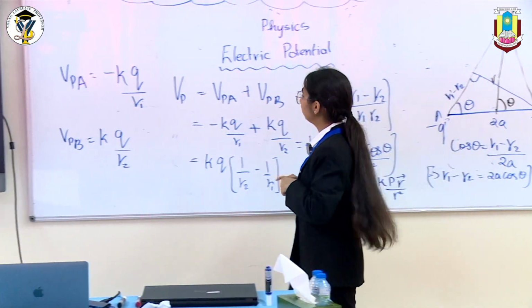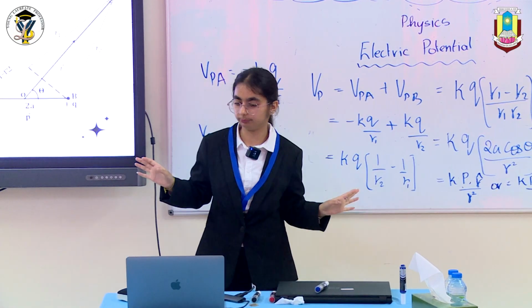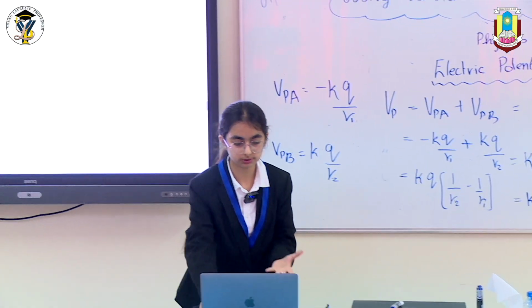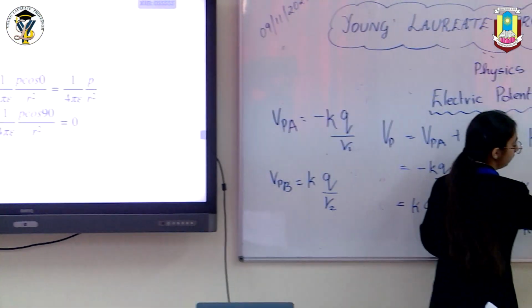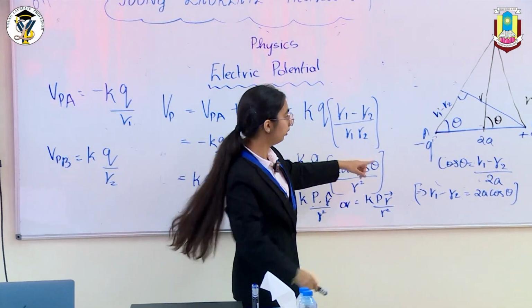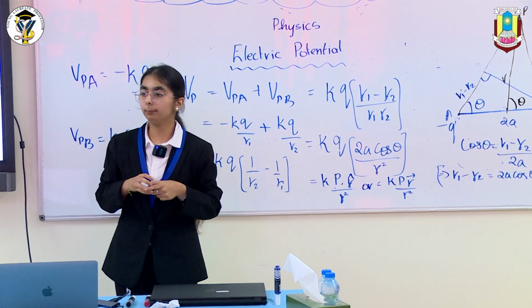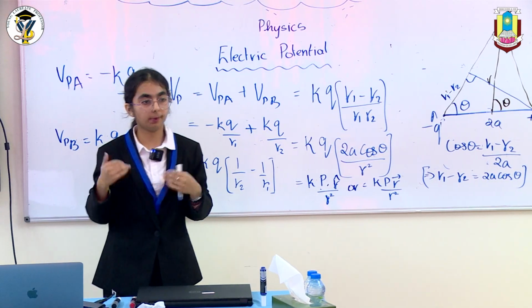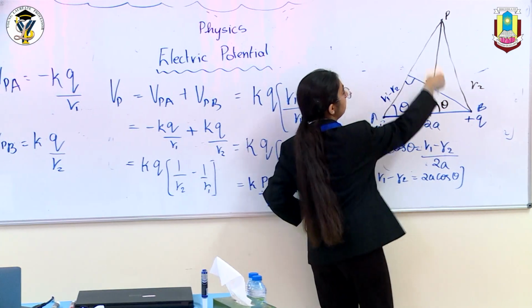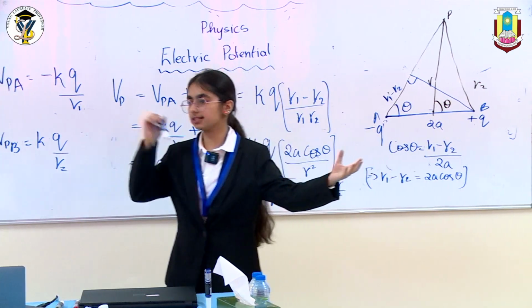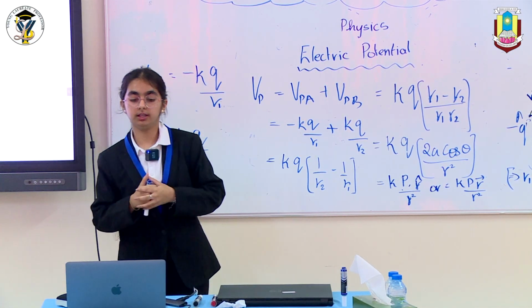Now, when we study physics, there are always exceptional or special cases, so let us see some special cases that we need to discuss. What if theta is equal to 0? When we use this equation, if theta is equal to 0, it becomes an axial point. Am I right? So the axial point electric potential is 1 by 4 pi epsilon 0 times p by r square. And if theta is equal to 90 degrees, it becomes an equatorial point. This charge gets cancelled by this charge, then it's 0. Am I right? And here we come to the end.